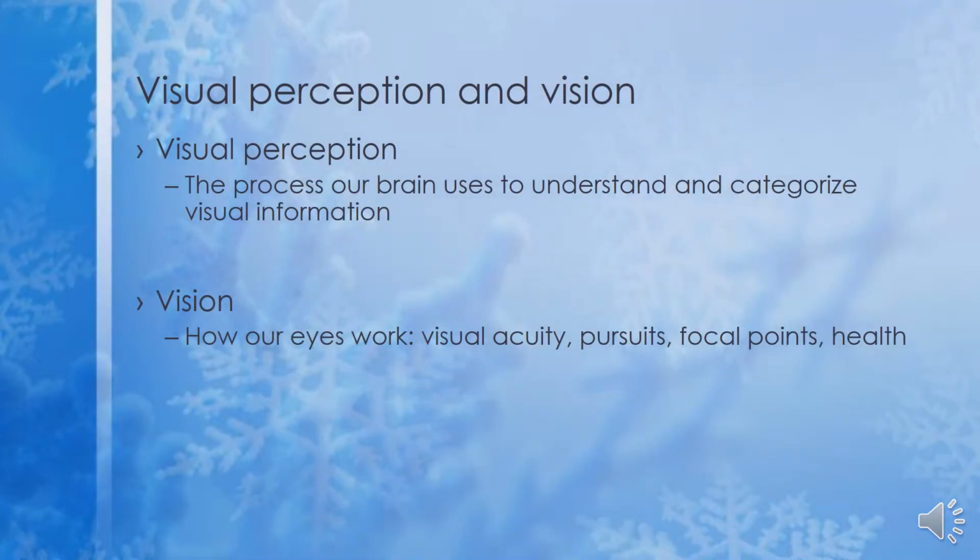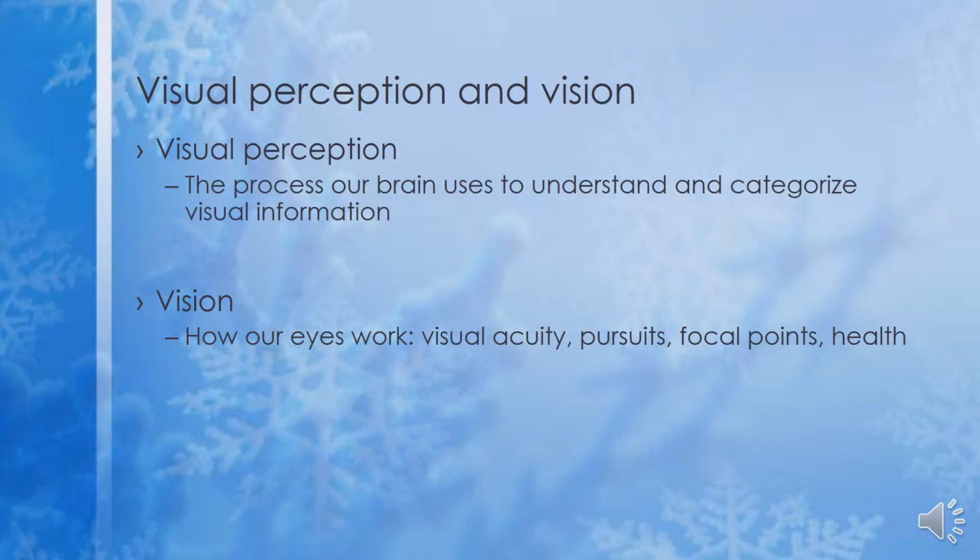Let's start by talking about the difference between visual perception and vision. Vision is how your eyes work, how well they see, how well your eyes move together and independently. Can you focus on different things? And the health of your eyes is included in your vision.